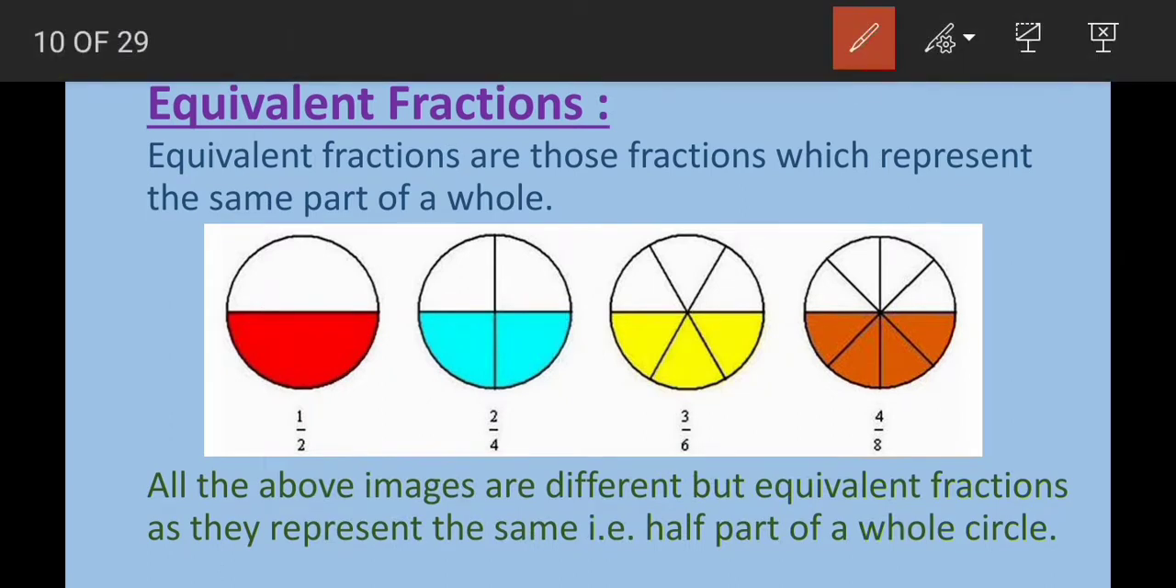In all the above images, the fractions are different but equivalent, as they represent the same part. You can see that in all the pictures it is half of the circle, so you can say that all the fractions are equivalent fractions as they are representing the same part from the whole. That is half of the whole circle.